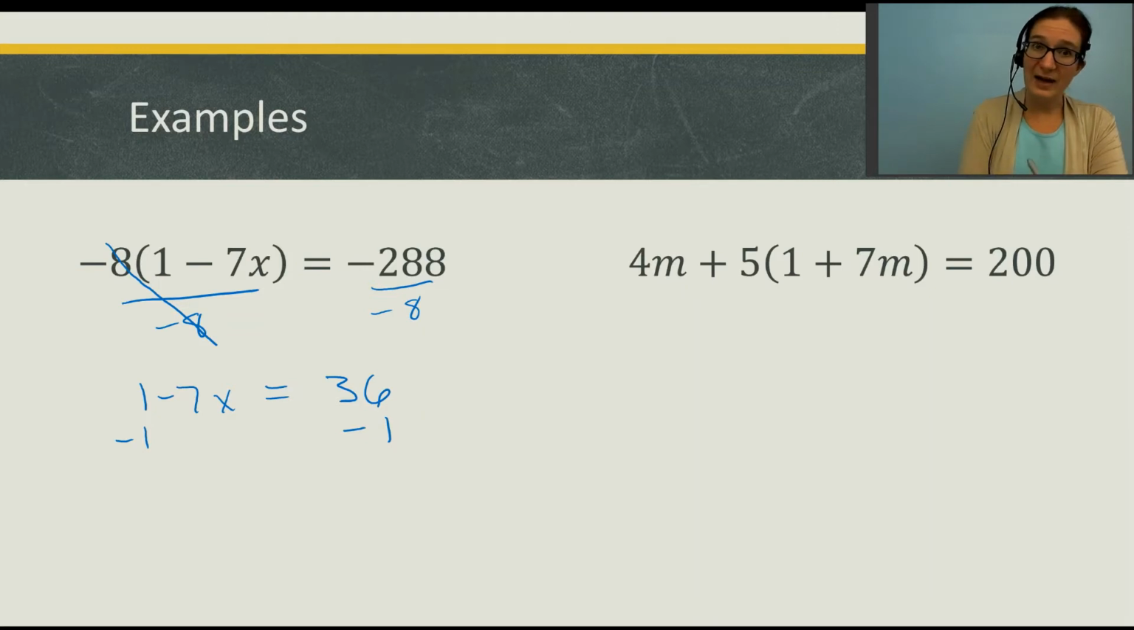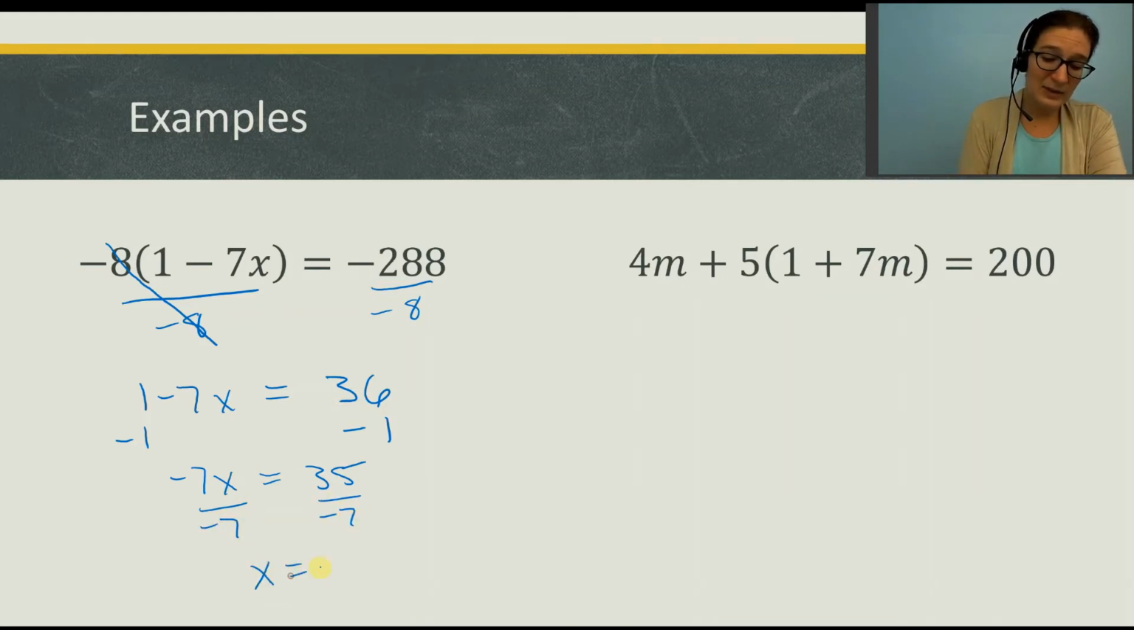Now I don't have any more 1. I just have negative 7x is equal to 35. Because the negative 7 is multiplying with the x, I do the opposite and divide on both sides. And now I have x is equal to negative 5. And we should check that in our calculators to make sure everything comes out the way it should.